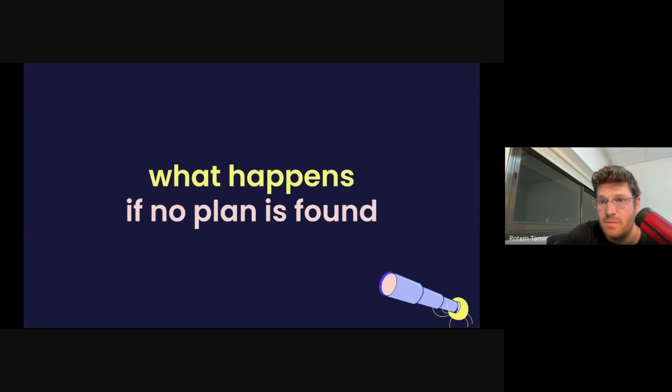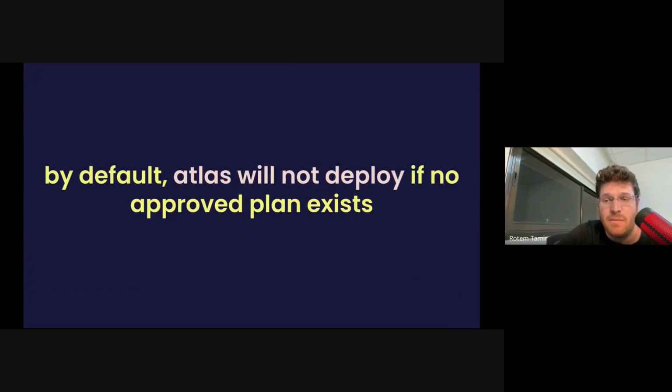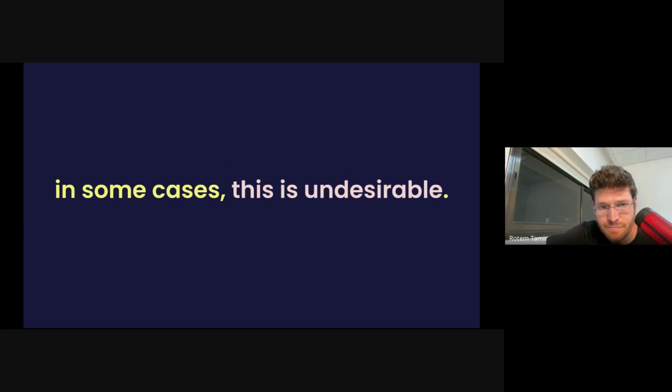So what happens when we don't have a plan? By default, when we're doing CD, meaning we're not in interactive mode, if you're running it from your computer, you can get a prompt, and Atlas will ask you what to do. But in the CD pipeline, by default, Atlas will not deploy if we don't have an approved plan. Okay, so I don't know what to do, raise my hands and exit.